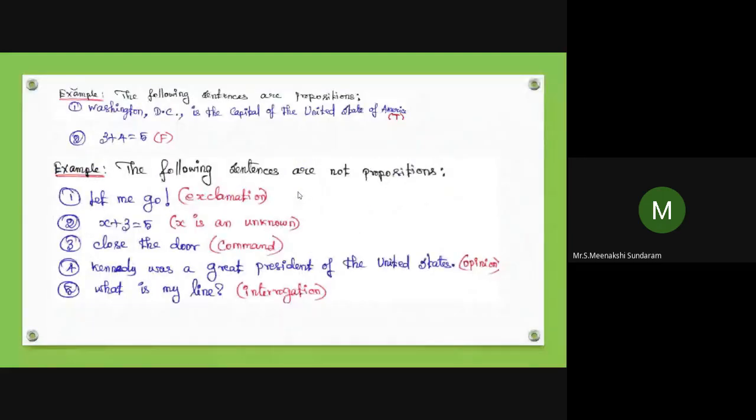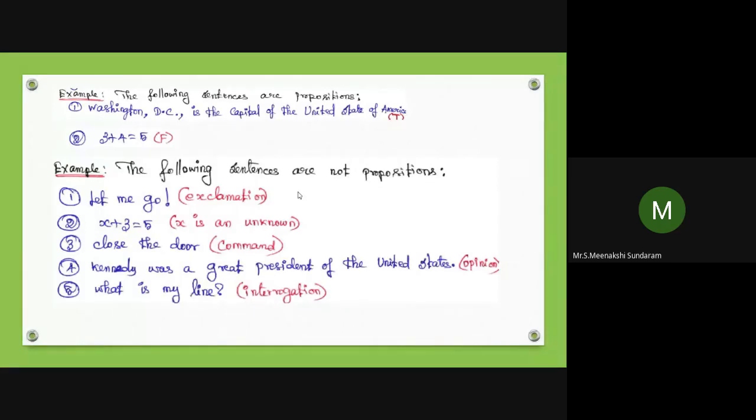Some more examples of whether something is a statement or not. A statement is not a command or an explanation. For example, the following sentences are propositions. Washington is the capital of the United States of America. Of course, that is a true statement, so it is a proposition.